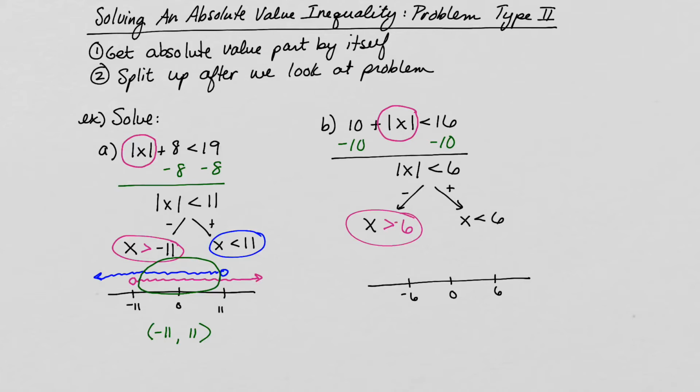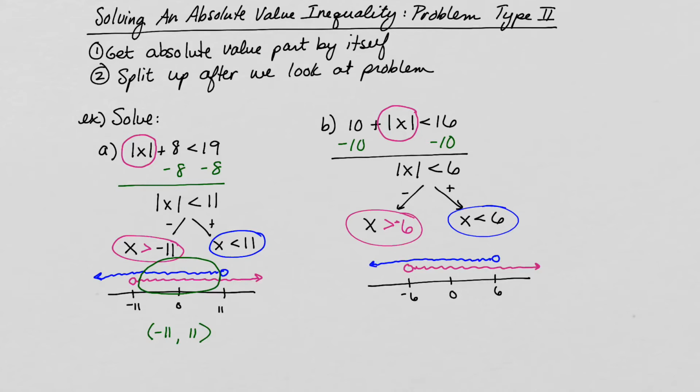This should be x is greater than negative 6. Sorry about that. So x is going to be bigger than negative 6, so it's going to go this way. This one here is that x is less than 6, so it's going to go this way.